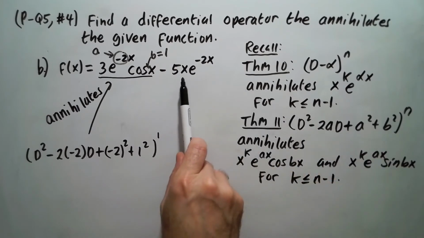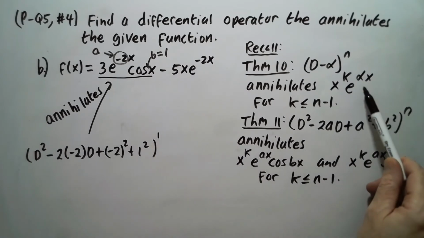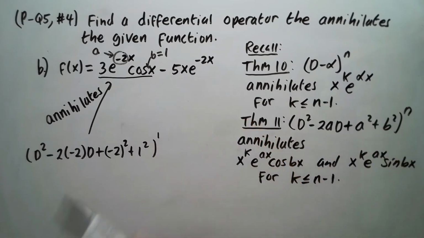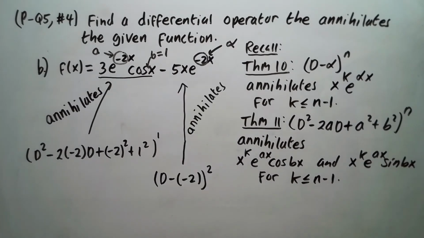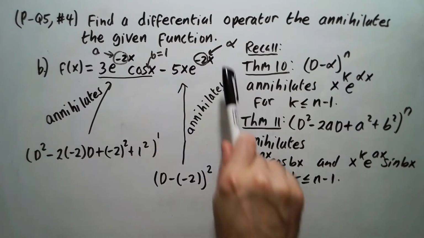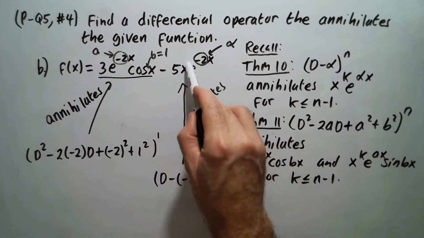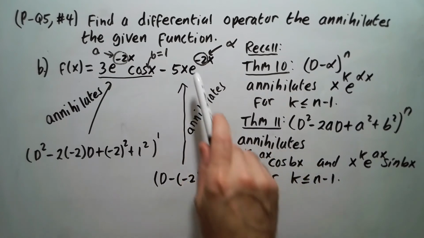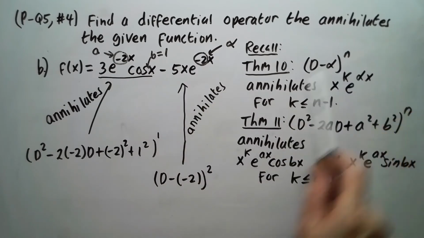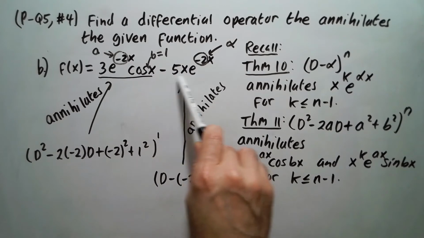So looking at this one, looks like we have a 1 as the exponent on the x, and looks like our alpha value will be minus 2 here, so let's note that. Okay, so using theorem 10 then on this guy to annihilate this, the alpha will be minus 2. And the exponent on the x is 1. So to annihilate that, you need to go 1 higher on your n, so it's going to be 2. It's going to be D minus a minus 2 squared, then will annihilate this guy.